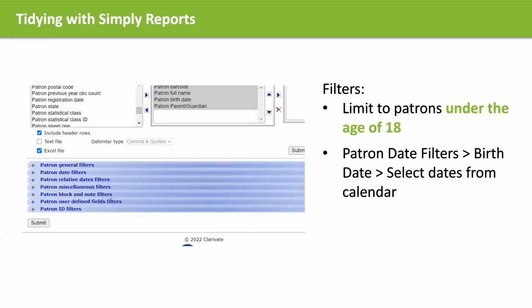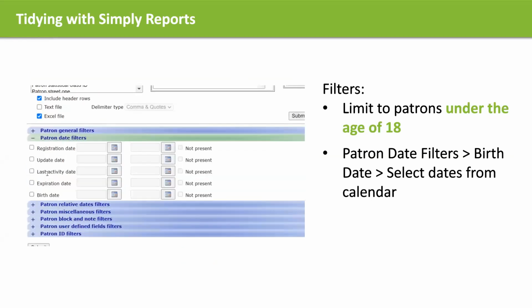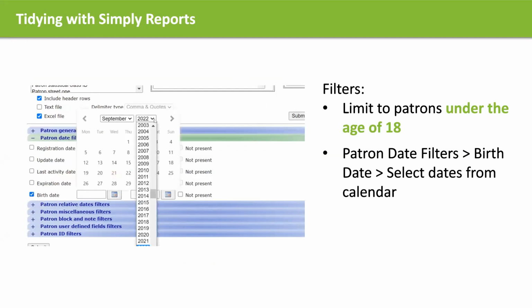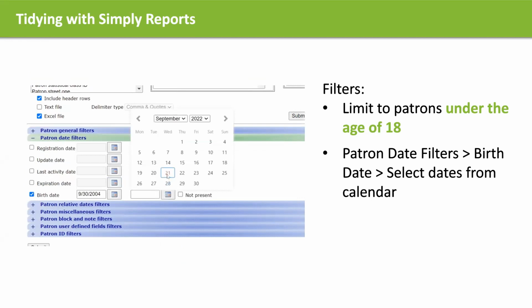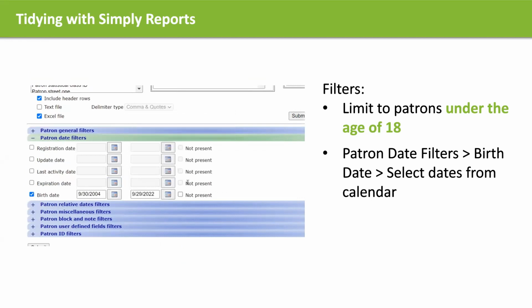And then Simply Reports comes with several ways to filter by dates. In the patron date filters section, we'll find a birth date filter. So with this filter, we need to enter specific dates. So select the filter to activate, and then you'll have to do a little math to enter in the start date and then today's date. So once this is entered in, we'll be filtering to users younger than 18.